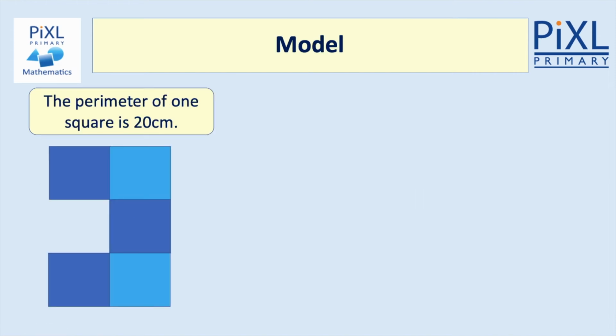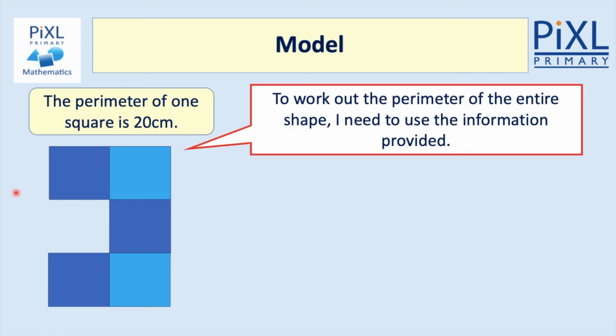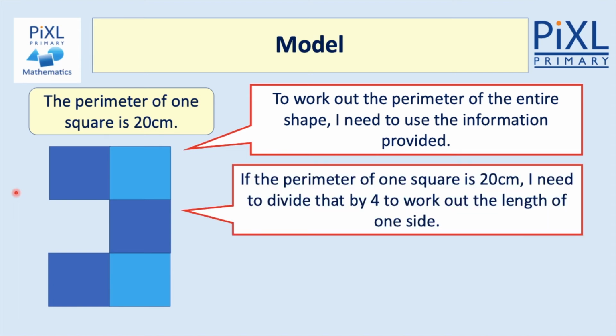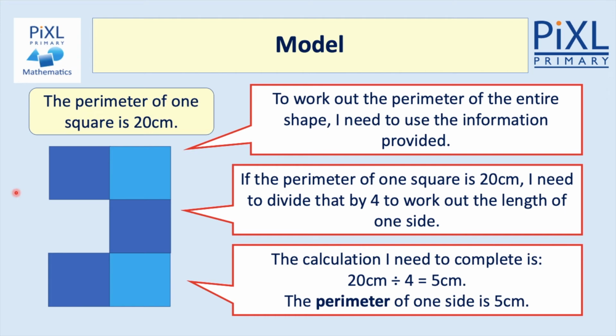So looking at this one then, the perimeter of one square is 20 centimetres. So that is one square, the perimeter is 20 centimetres. To work out the perimeter of the entire shape, I need to use the information provided. If the perimeter of one square is 20 centimetres, I need to divide that by 4 to work out the length of one side, because the square has 4 sides. The calculation I need to complete is 20 centimetres divided by 4 equals 5 centimetres. The length of one side is 5 centimetres, so let's just write that in.